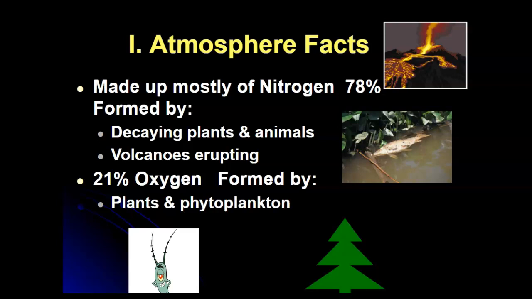21% of our atmosphere is made up of oxygen. Oxygen in our atmosphere is formed by plants and phytoplankton. The other 1% of our atmosphere gases is made up of argon, carbon dioxide, water vapor, and other gases.